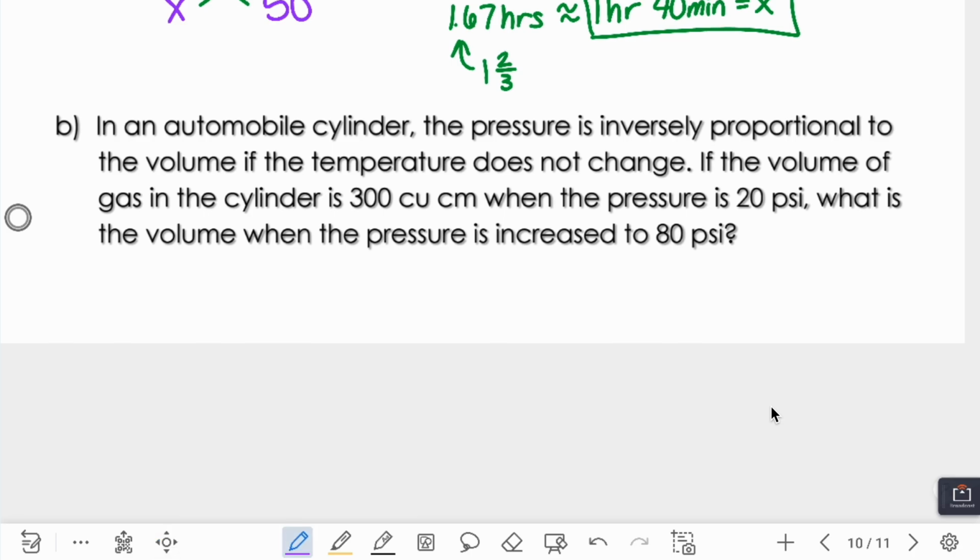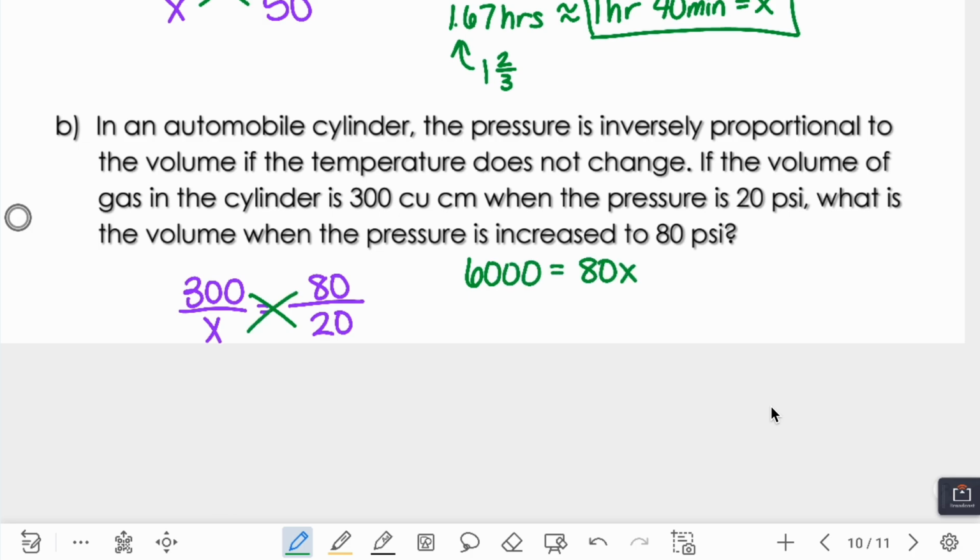Looking at this first problem on B, we have a volume of 300 cubic centimeters when the pressure is 20 psi. I want to know what the volume in cubic centimeters is when the pressure is increased to 80. So those are across from each other. 300 times 20 is 6,000. 80 times x is 80x. Then we're going to divide by 80 to get x by itself.